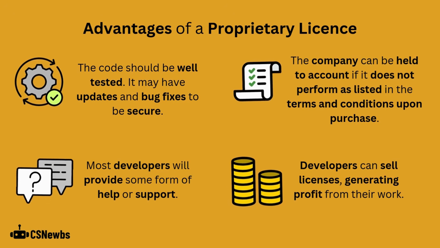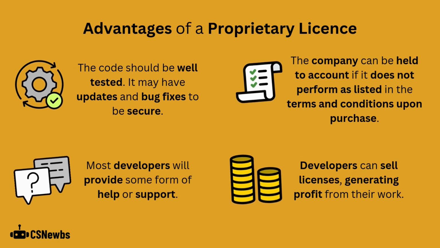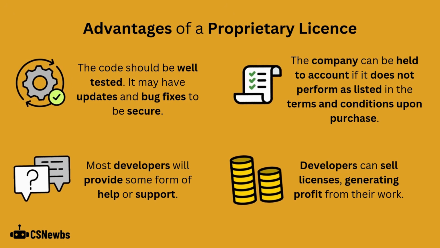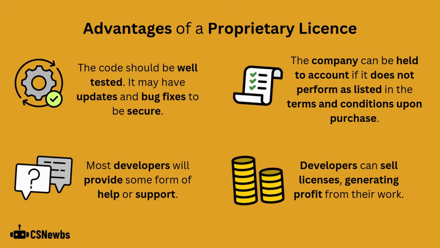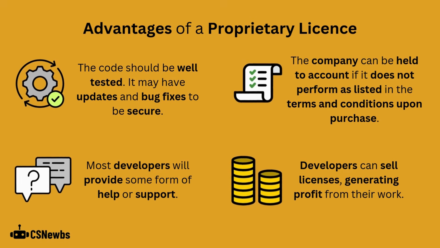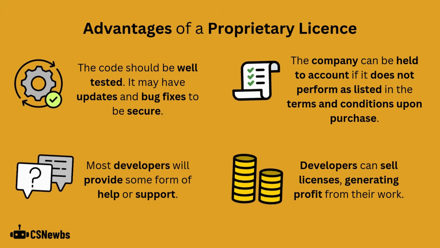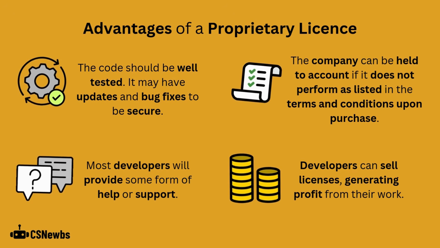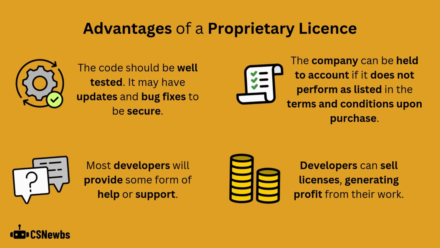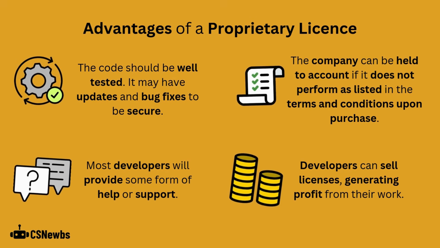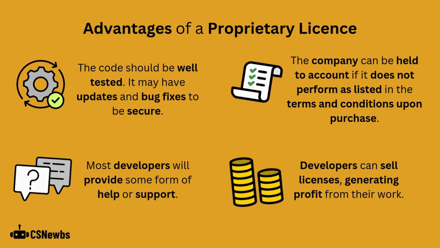The advantages of a proprietary license include that the code should be well tested, and it may have updates and bug fixes to be even more secure. The company can be held to account if it does not perform as listed in the terms and conditions upon purchase. Also, most developers will provide some sort of help and support. Finally, developers can sell licenses, generating profit from their work.